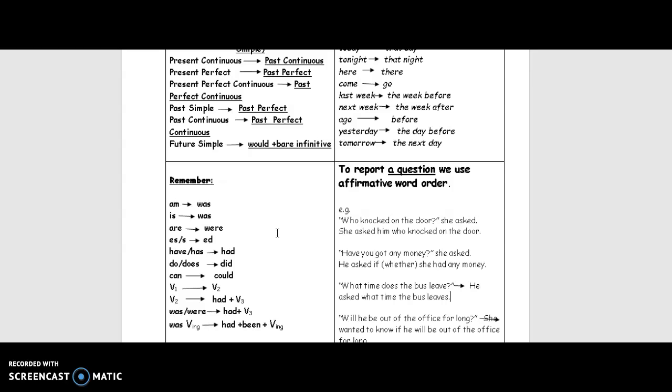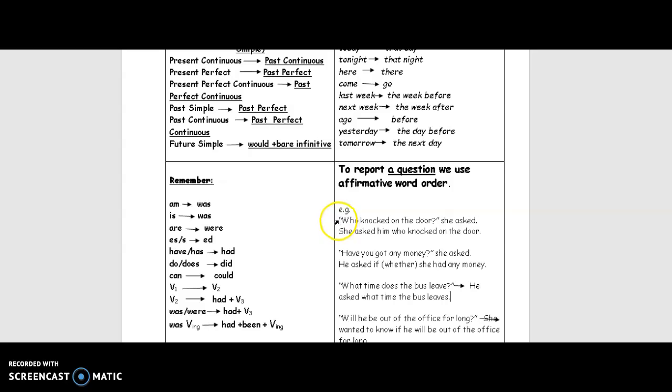Most of the time we report statements, but we can also find examples of reported questions. When we report a question, the question takes an affirmative word order. Here we have some examples.